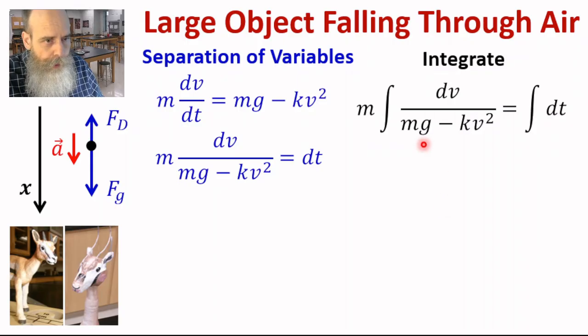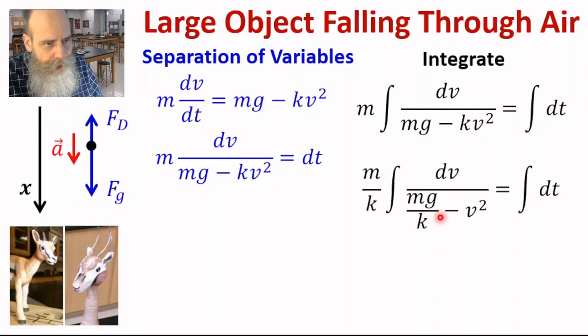Now, before, when we had viscous drag, this was just a v here, not v squared. And then we could use a u-substitution, and ln u was the answer. But now it's more complicated to solve this integral. So let's rewrite it like this.